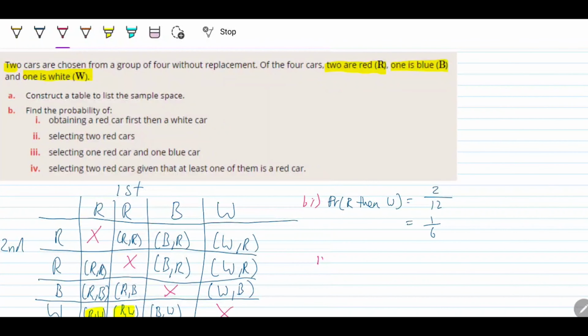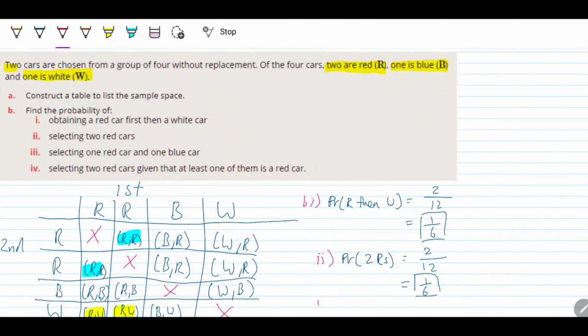In B II, we are asked to find the probability of selecting 2 red cars. 2 reds. So 2 reds means that we are looking for this one, this one. So it looks like there's only 2. So that answer will be 2 over 12, which simplifies to 1 over 6.